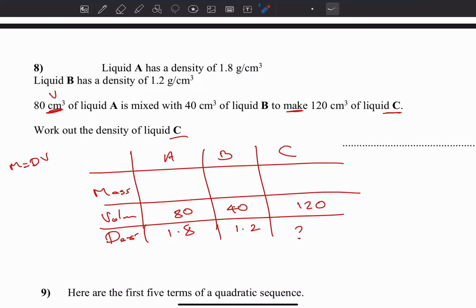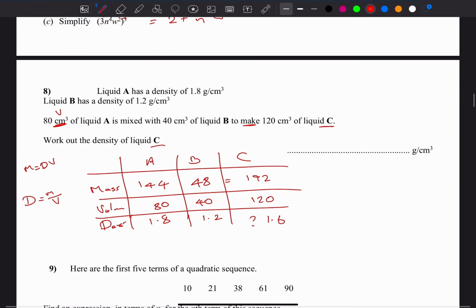You can multiply it. 80 times 1.8, 144. Next one, 40 times 1.2, 48. And remember, you're allowed to add these. That will give you 192. Then you want density. Density is mass over volume. 1.6. So what is the density of liquid C? 1.6. 3 marks normally. Simple. Okay.